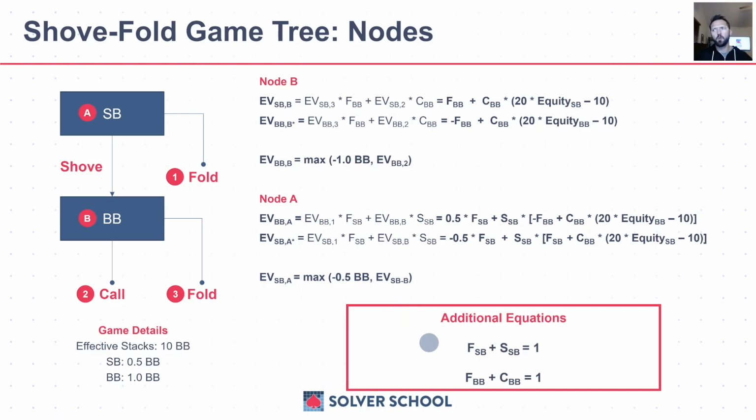Now, a couple equations here, which you've probably gathered from this, is that first, at this first decision point here, the frequency at which the small blind folds plus the frequency at which they shove must equal 100% or 1. Just the same thing for the second part here at the big blind, the frequency at which the big blind calls plus the frequency at which the big blind folds has to equal 1. Again, we can't go greater than 1, it can't go less than 1. These are the only two choices that either of these players can make, and the frequencies have to add up to 1.